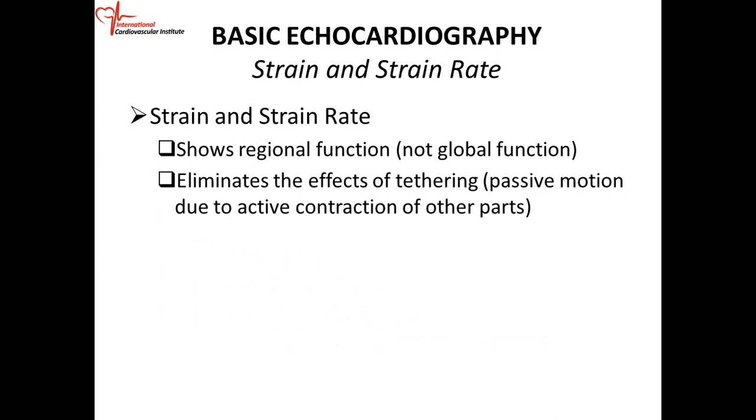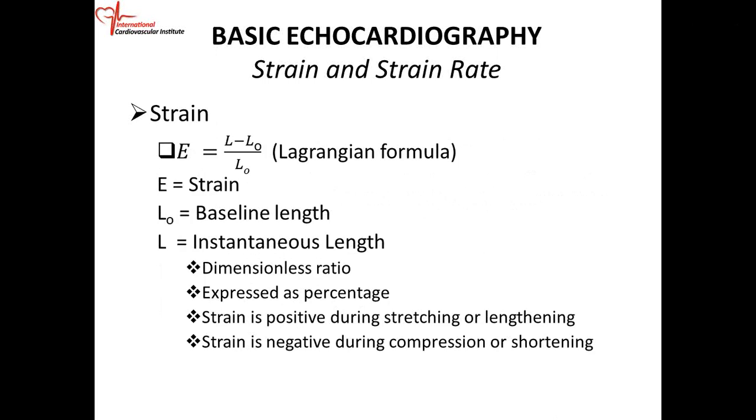So when we do strain, you can look at the different segments, and you can determine whether it's normal or abnormal. Because there's some muscle disease where the muscle may look normal. If you talk about amyloidosis, until you do strain assessment, you may think that the segments are normal.